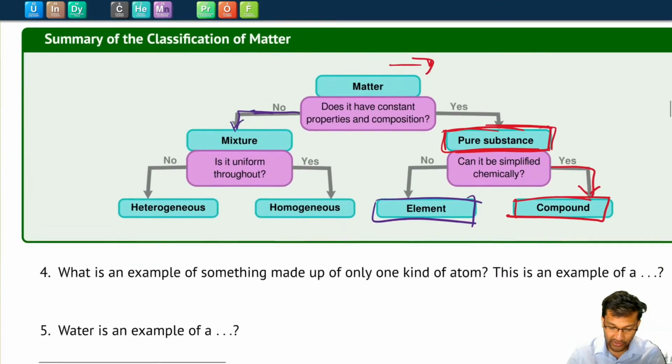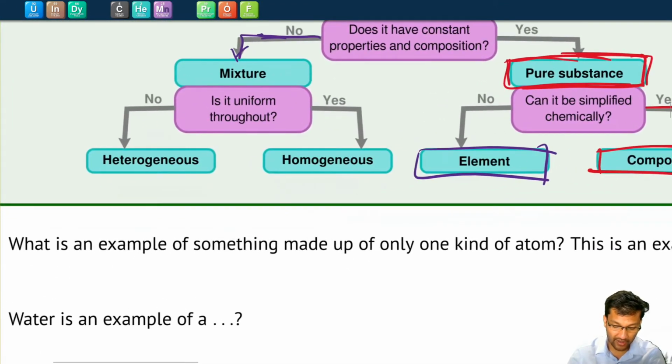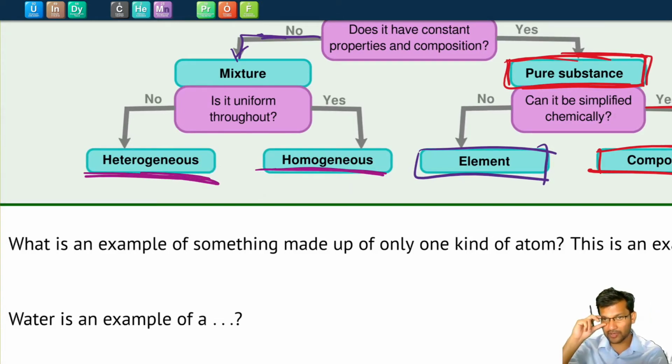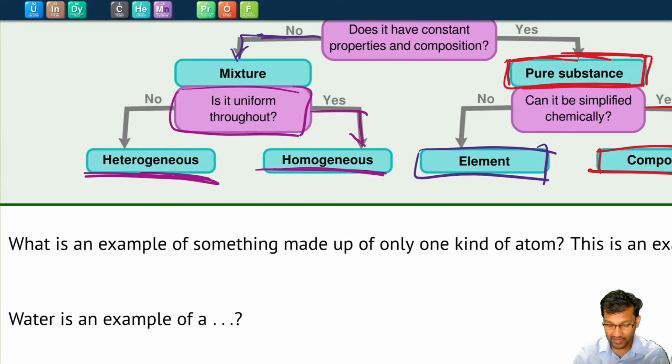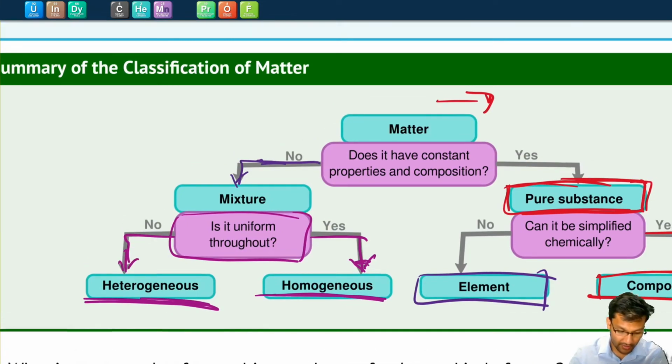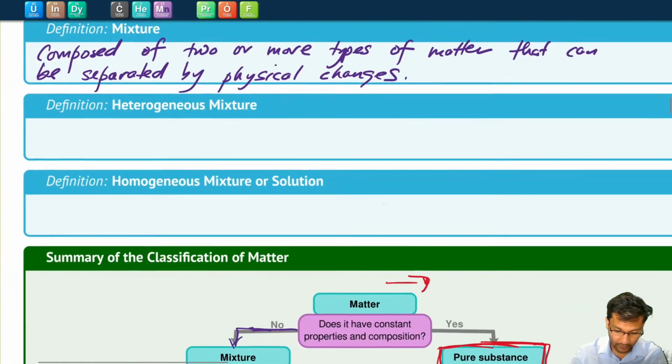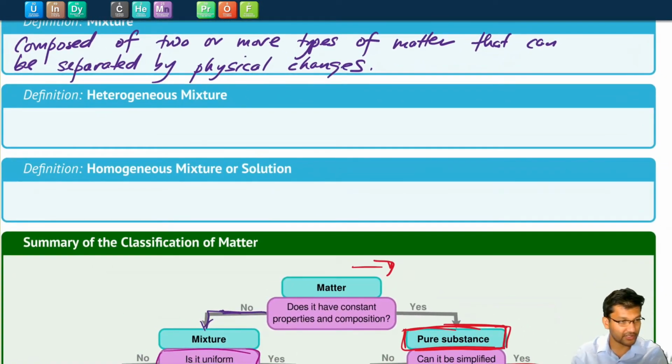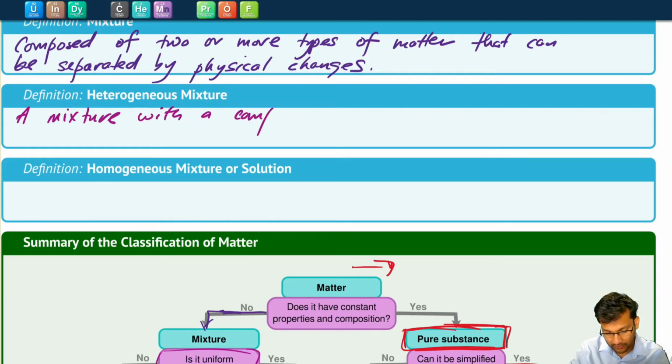Okay, so with mixtures, there are two types that you may have heard of, homogeneous mixtures and heterogeneous mixtures. These are determined by whether or not the mixture that we're looking at is uniform throughout. If it has the same makeup throughout, it's called a homogeneous mixture. And if it's not the same throughout, we call it a heterogeneous mixture. So our definitions here: a heterogeneous mixture is a mixture with a composition that varies from point to point.